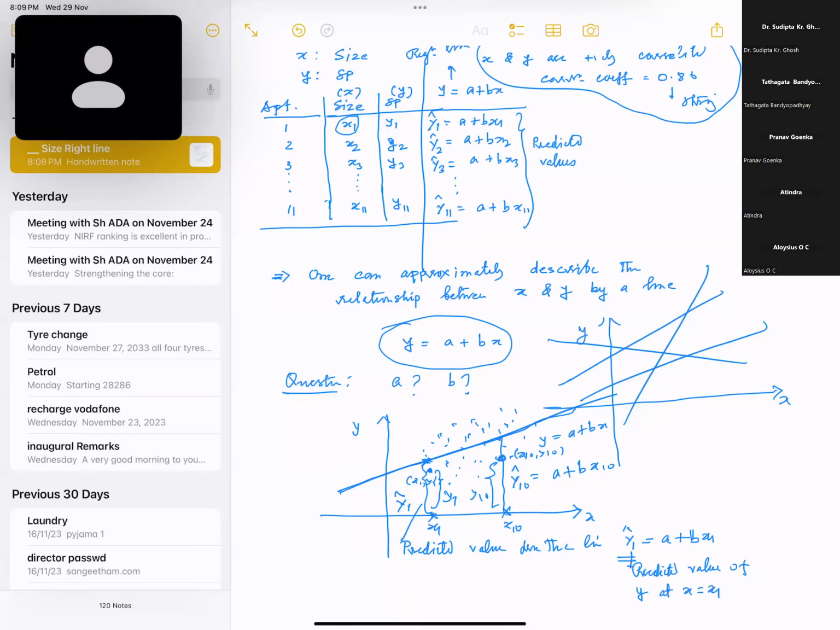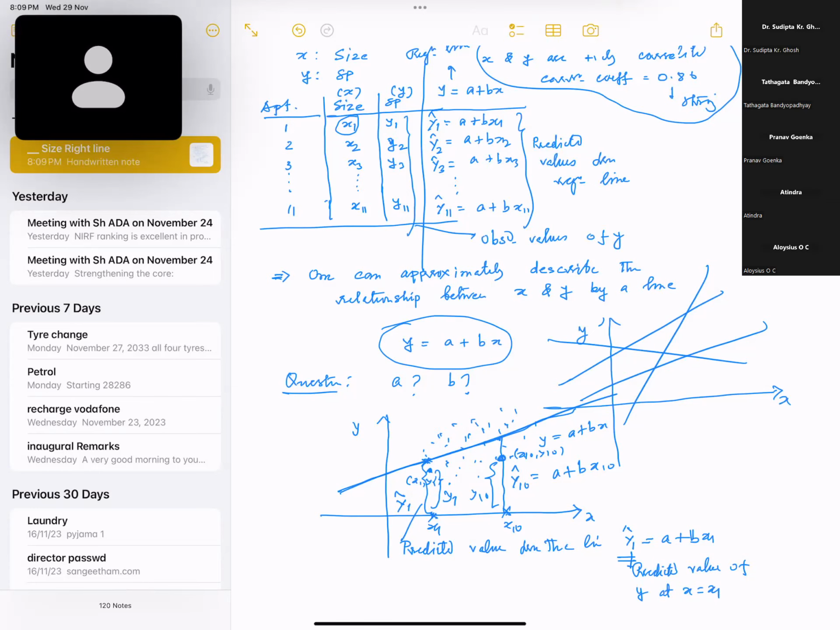For different x, what are the actual values? These are the actual values, the observed values of y. These are predicted values from the regression line. The regression line is y equal to a plus bx. So now the question is, what is my objective?